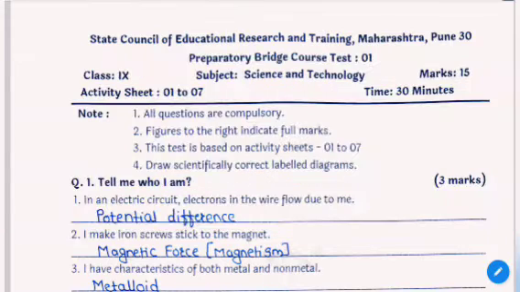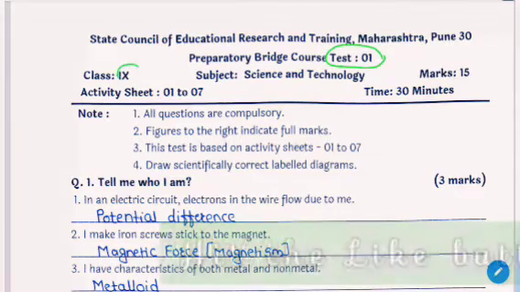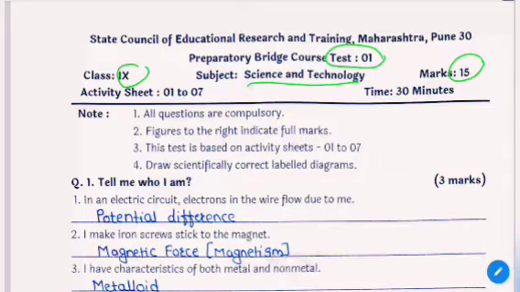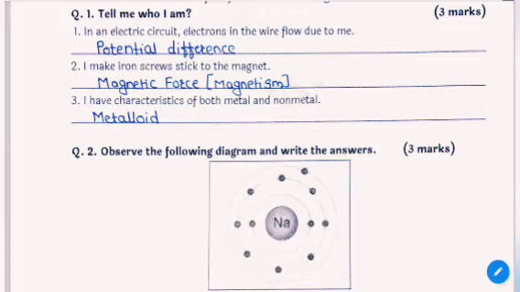Today we have to see State Council of Educational Research and Training Maharashtra, Pune, Preparatory Bridge Course Test number 1 of class 9, having 15 marks, of Science and Technology, which has a time of 30 minutes, based on activity sheets number 1 to 7. So we have to see question number 1. Question number 1 is: tell me who I am.